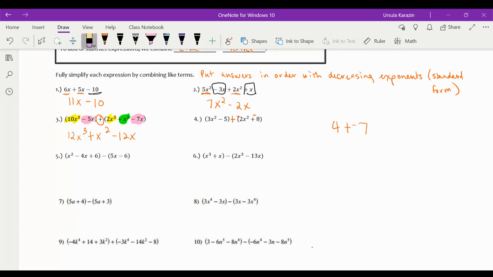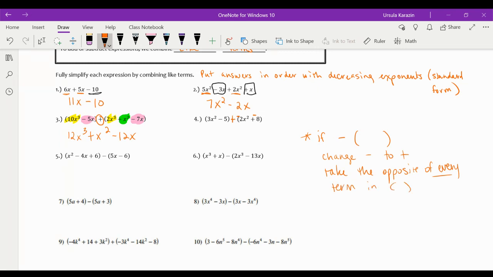So when I do this problem, okay, if it's minus with parentheses, then I'm going to change the minus to a plus, and then I'm going to take the opposite of every term in the parentheses. So for number 4, I have now taken the opposite of the 2x and the opposite of 8. So I can now figure out what my like terms are.